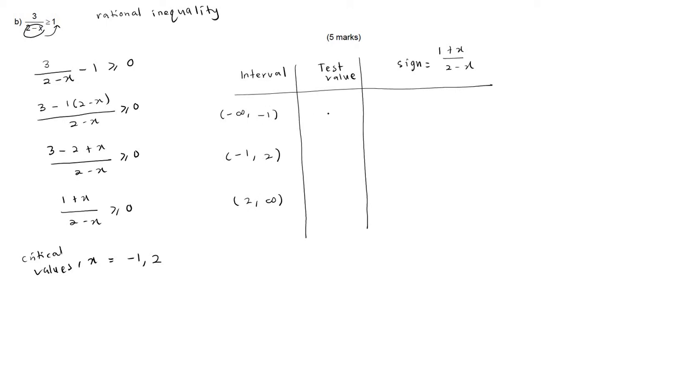Okay, from negative infinity to negative 1 we can choose negative 2. Negative 1 to 2 we can choose 0. 2 to infinity we can choose 3. And then substitute into this equation to find the sign.